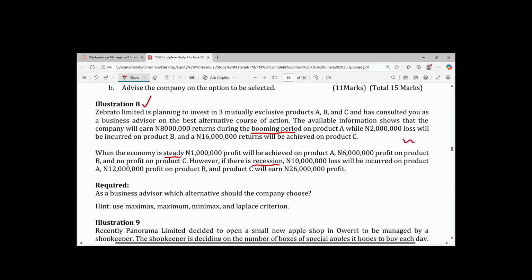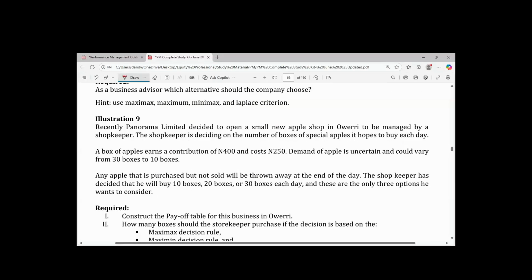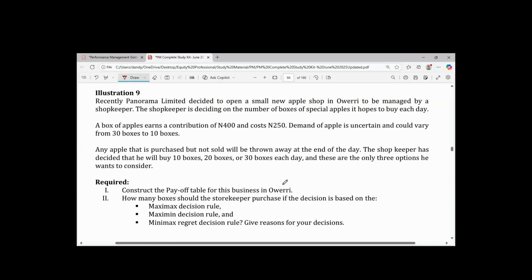Now, let's have illustration number 9. Like I said, this illustration number 9 was tested by ICAN in May 2023, question number 1B. So I need one of you to read. I'll read, sir. Okay, go ahead, Taufika.